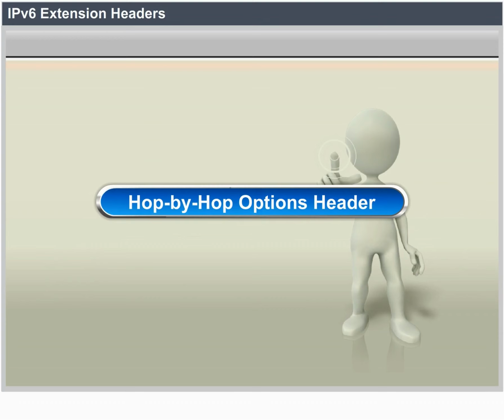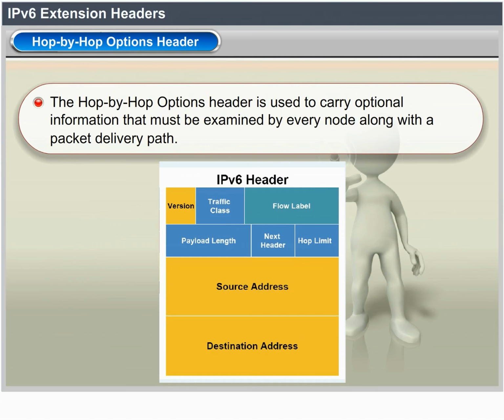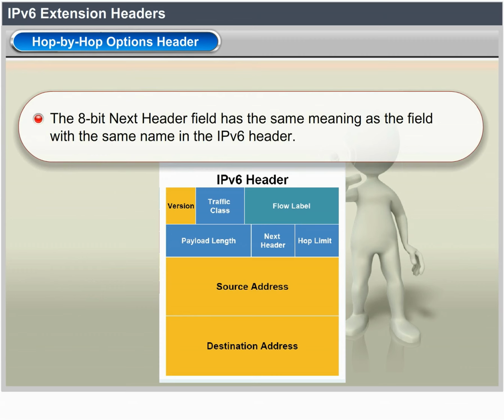Hop-by-hop options header. The hop-by-hop options header is used to carry optional information that must be examined by every node along a packet delivery path. This type of header must immediately follow the IPv6 header, and its presence is identified by a value in the next header field of the IPv6 header. The 8-bit next header field has the same meaning as the fields with the same name in the IPv6 header.